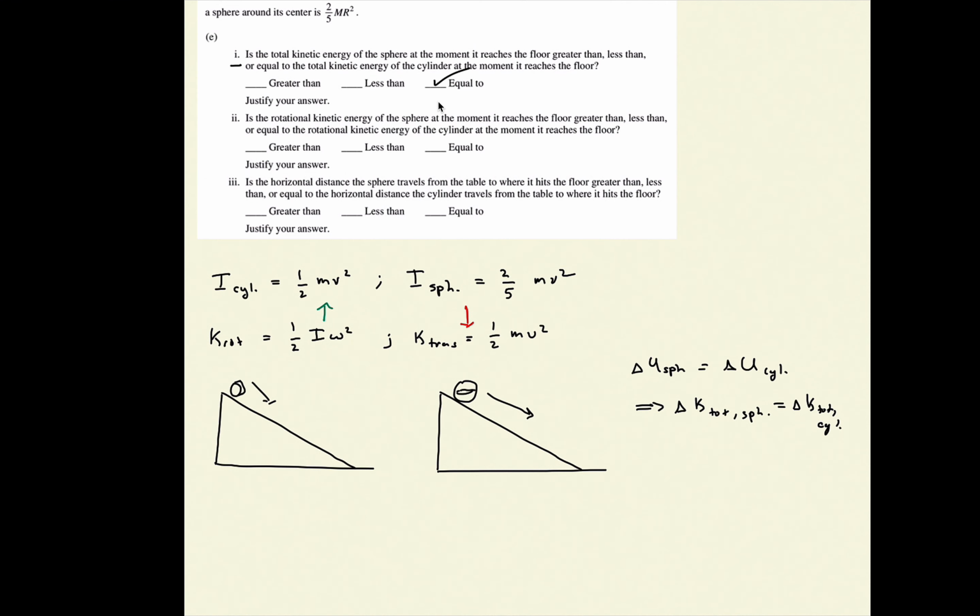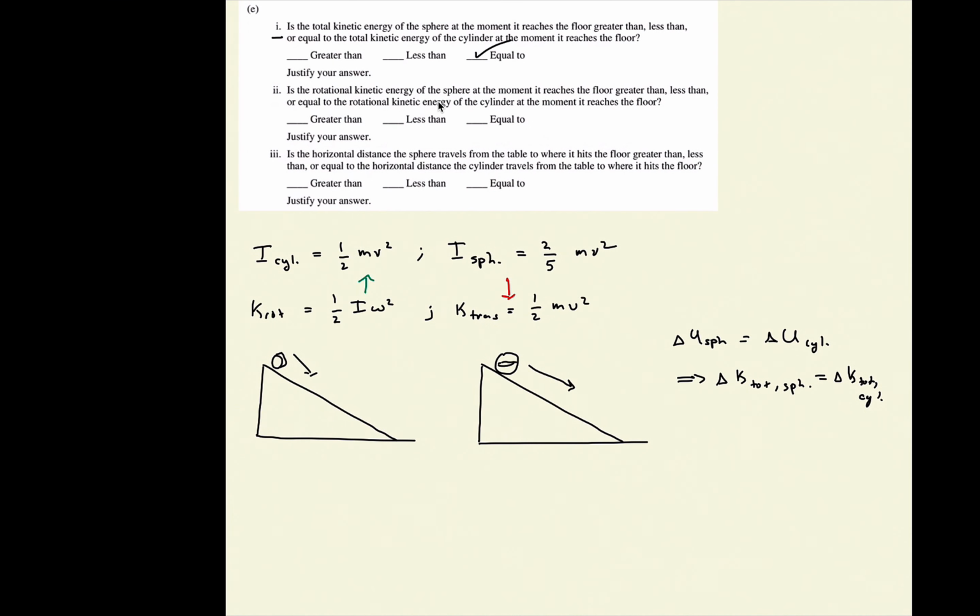Number 2, is the rotational kinetic energy of the sphere at the moment it reaches the floor greater than, less than, or equal to the rotational kinetic energy of the cylinder? Well, they both start with the same potential energy, and they end with the same total kinetic energy, but this kinetic energy is distributed differently. Remember, the cylinder at the bottom has a different moment of inertia than the sphere at the bottom. The rotational kinetic energy of the cylinder is bigger than the rotational kinetic energy of the sphere.